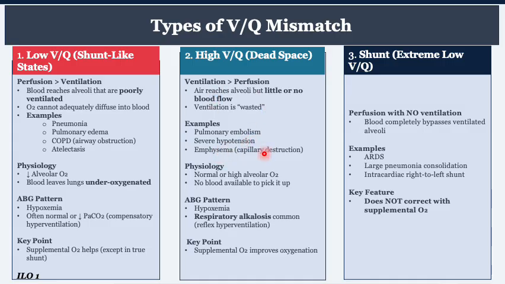You know, as I'm reading through this, the main thing that jumps out at me, or what I could recall, was probably severe hypotension. If you have a patient that is bleeding out, so an emergency or trauma that's bleeding out, the oxygen may be there, but the blood flow may not. So from a physiological standpoint, you can have a normal or high alveolar O2, but no blood available to pick it up. Your ABG pattern can also show hypoxemia, but it will show a respiratory alkalosis.